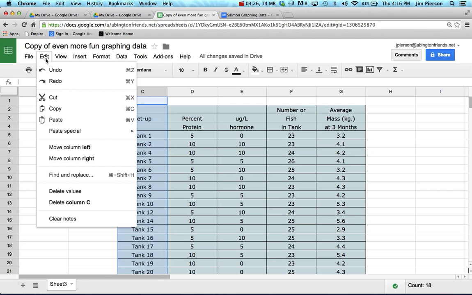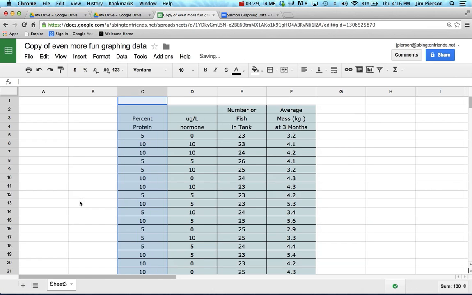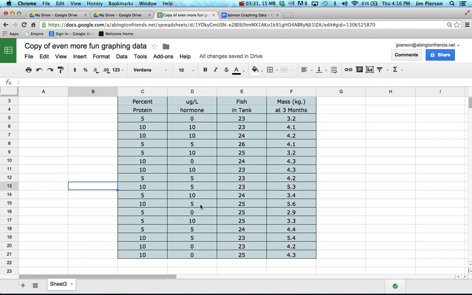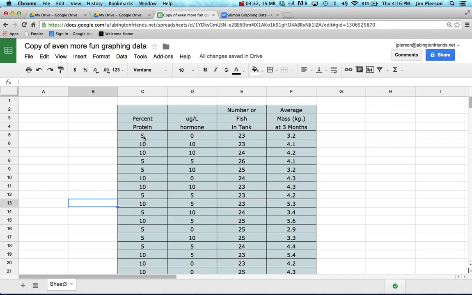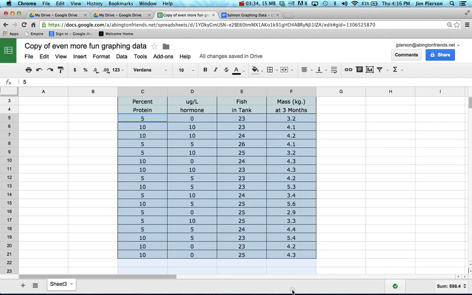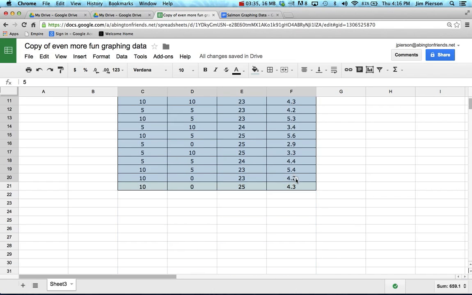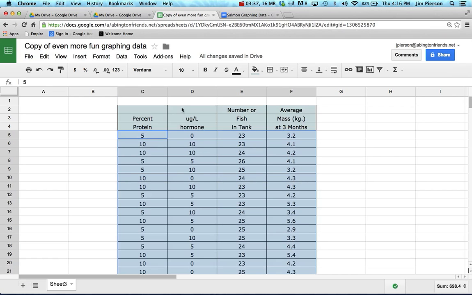You would think that the only thing left to do is to graph it, which is true. And probably a bar graph would make the most sense for something along this line. And on the x-axis, the independent variable, what the researcher is manipulating is the amount of hormone. So I could have on the bottom 0, 5, 10. And on the y-axis, the dependent variable would be the actual mass after 3 months. Now here's a little interesting thing that happens, however.